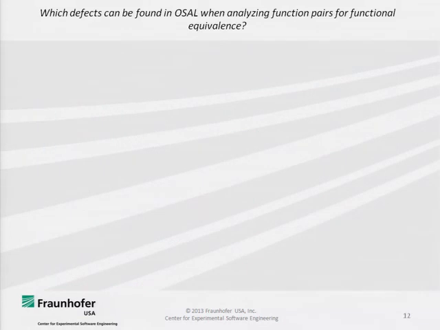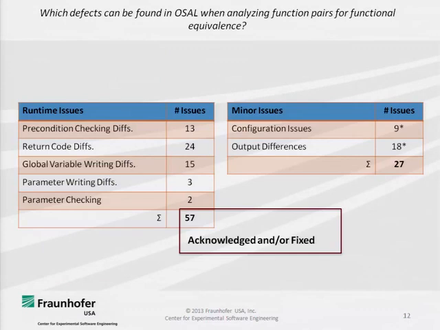Okay, so what kind of defects did we find in analyzing the function pairs like we did? Well, we could find differences in precondition checking, meaning one implementation will check if you pass a file name which is lengthier than the configured limit, another implementation will not check for it. Or one implementation will check for your pointer's correctness, another will not check for it. So it's kind of precondition checking. And then return code differences like we talked about.